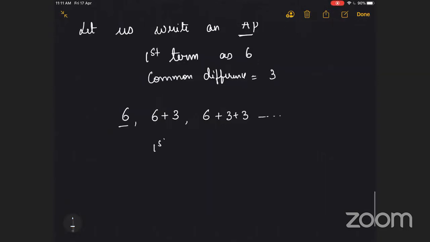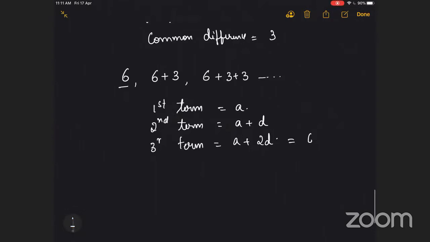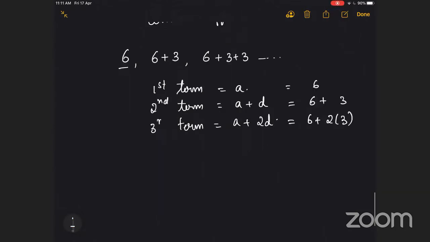So the first term is a, and the second term is a plus d, and the third term is a plus 2d, right? Like 6 plus 3 plus 3 can be written as 6 plus 2 times 3. And the fourth term is a plus 3d. So what will be the value now? 6 plus 3 times 3.